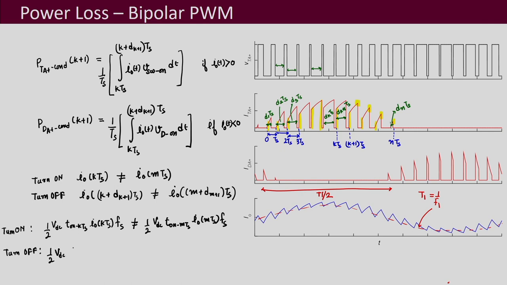So half V DC T off for your K plus 1 TS into I O at K plus D K plus 1 TS into F S is not equal to half of V DC T off at M plus 1 TS into I O at M plus D M plus 1 TS into F S. So the takeaway from here is that your turn on losses and turn off losses in each interval, each switching time period, are different. And not only that, the turn on time and the turn off times are also going to be different.